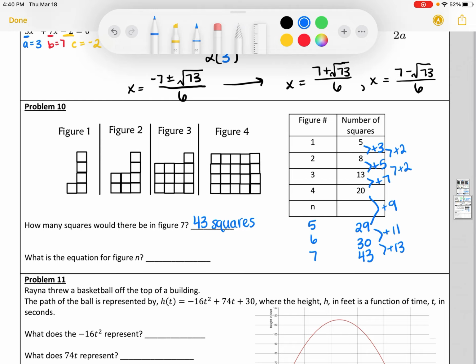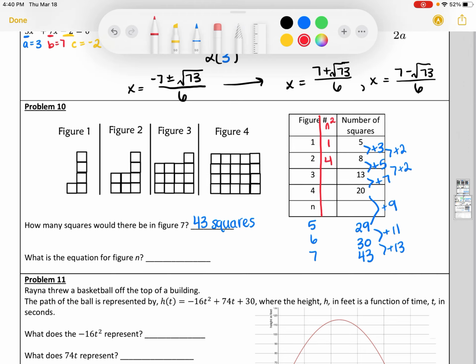Now we're going to do the equation for figure n. So we talked about how to make quadratic equations from a table. We always want to make an x squared column. In this case, we're just using a different variable. So I'm going to make an n squared column in my table to help me figure out what the equation is. So n squared, that means I'm taking the figure number and multiplying it by itself.